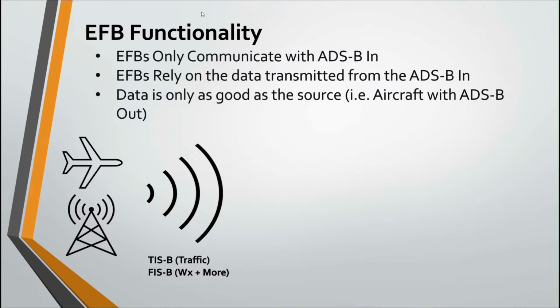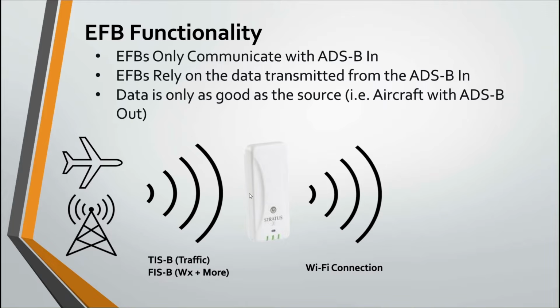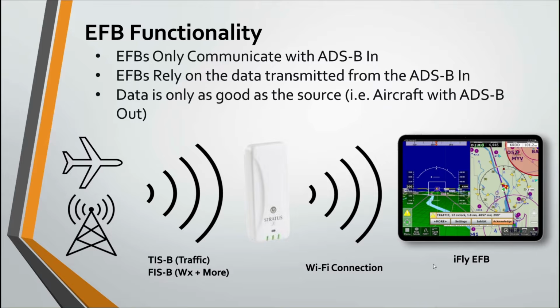As we see here, airplanes and ground stations transmit the TIS-B and FIS-B data. An ADS-B device such as a Stratux 3 picks that up and transmits the data over a Wi-Fi connection to a device running an EFB such as iFly EFB. And then the relevant data such as traffic data, weather, GPS, AHRS, etc. are transmitted from the ADS-B In straight to the device.